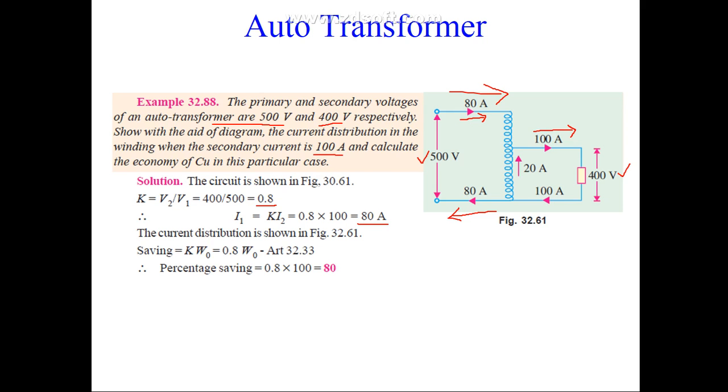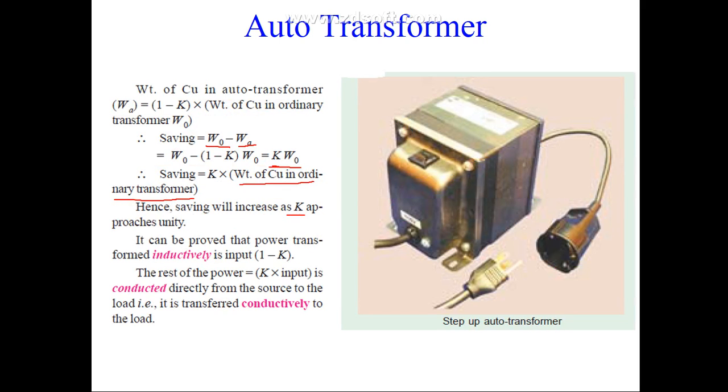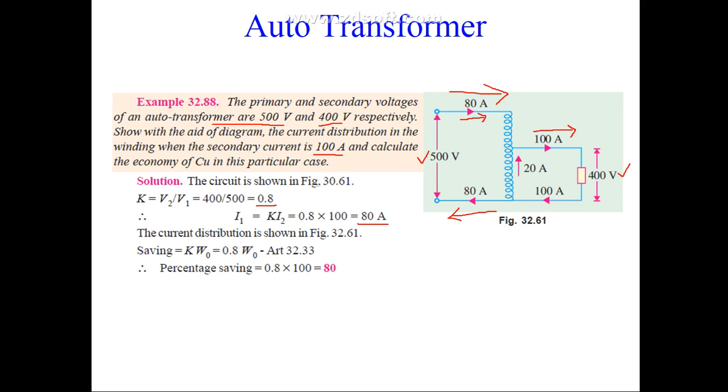Now the saving you have derived in the previous also, K times the weight of the ordinary transformer. So it is K into W0, 0.8 into W0. So percentage saving, if you calculate, comes out to be 80%. It depends on the number of turns. So 80% of the copper you have saved if you are using an auto transformer instead of a two winding transformer. Alright. So this is your auto transformer.